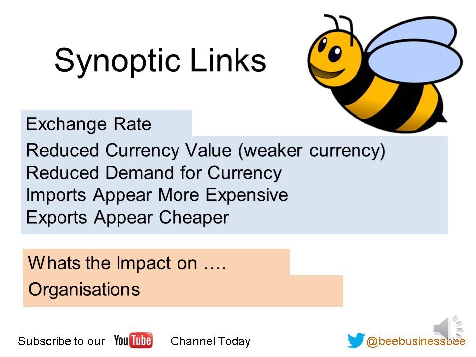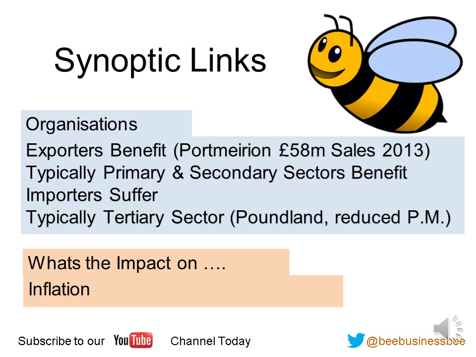Because we've got less demand for our currency, imports are appearing to be more expensive to importers. However, exports are appearing to be cheaper. As a result, it has a massive effect on different organisations. That comes back to our stronger pound, imports cheaper, exports dearer, our SPICE model. At the moment we have a weak currency, which doesn't favour our importers but does favour our exporters. So let's look at how that impacts on some organisations.